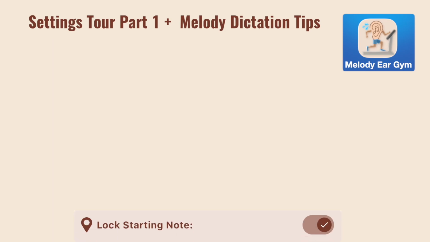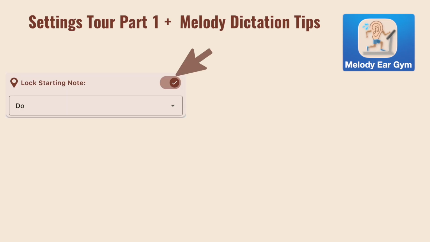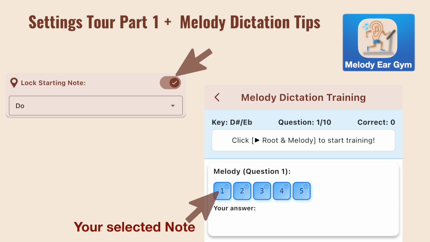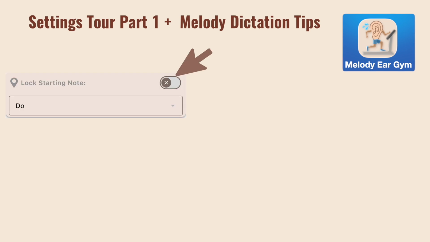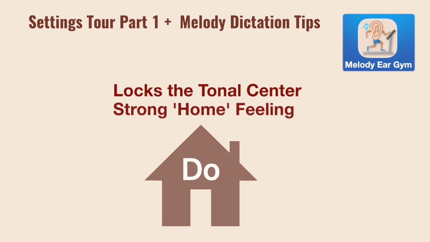Last for today, lock starting note. This one's pretty straightforward. When enabled, every melody in the session starts on the same note, the one you choose from your note choice. When it's disabled, each melody starts on a random note from your selected note choice. We added this option because starting every phrase on do, or always knowing the starting note, makes things much easier, especially at the beginning. It helps you lock in the tonal center, that strong root note feeling.